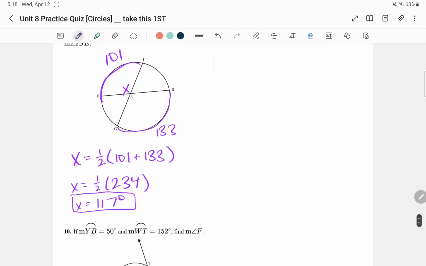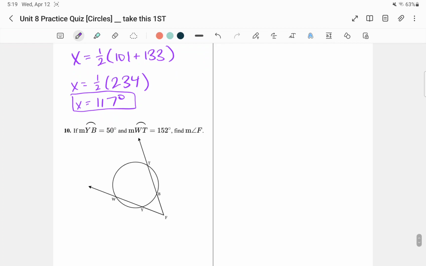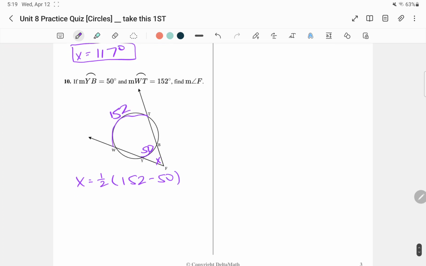And then for number 10, this is very, very similar, except we are going to subtract. We're going to have the difference. So let's label. YB is 50. WT is 152, like this right here, this right here. Measure of F is down here. So x is going to be equal to half the difference. We're going to take 152 minus 50. And that difference would be, so 152 minus 50 is 102. And then half of 102 is 51.